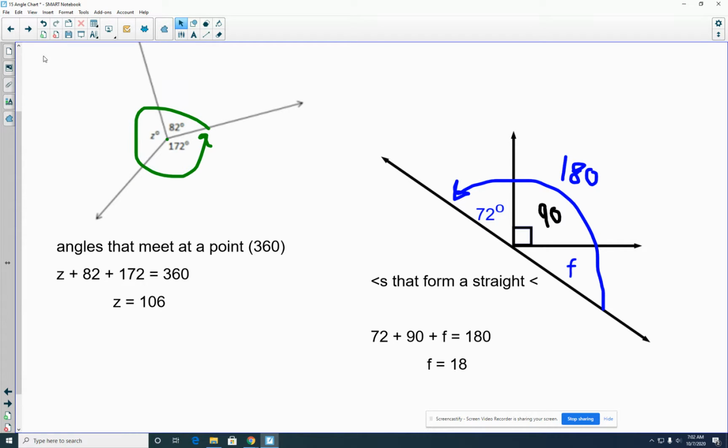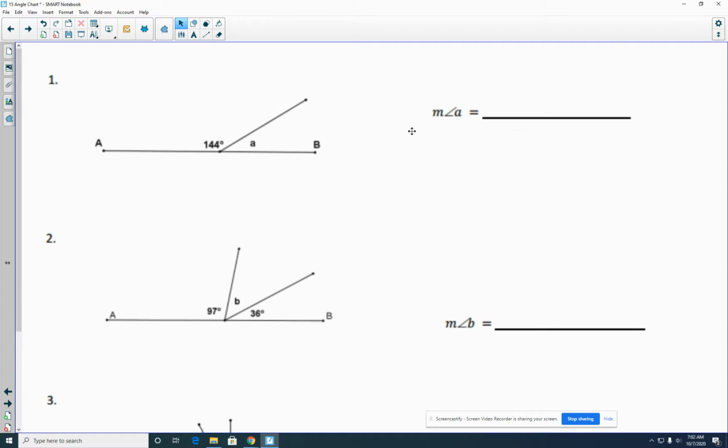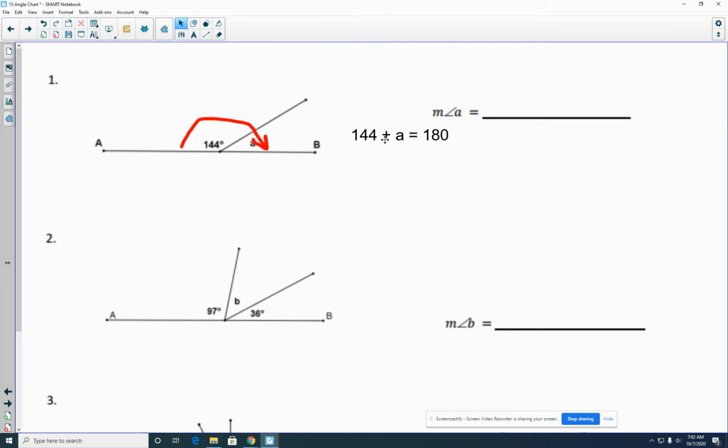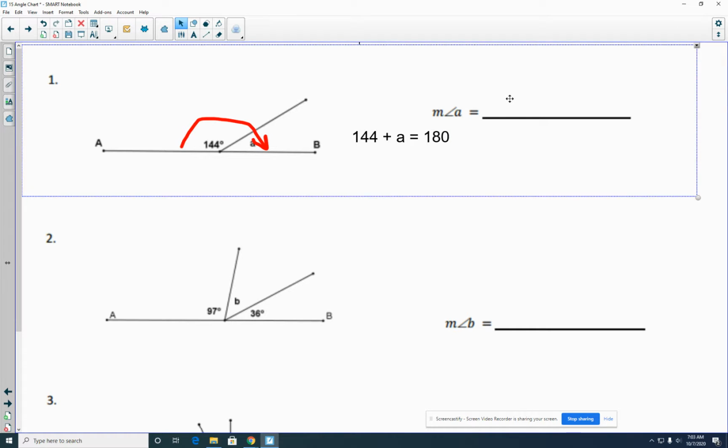Okay. Now let's go through these, or maybe you may want to go through these. If you want to pause and try them, I'm going to go through them again. I'll show us what the relationship is, write the equation, and give us our answer. So here we have, again, a 180 because they're a linear pair, so they must sum to 180. So we can write the equation that 144 plus a equals 180. And when we subtract and we solve for a, we find that a is 36 degrees.